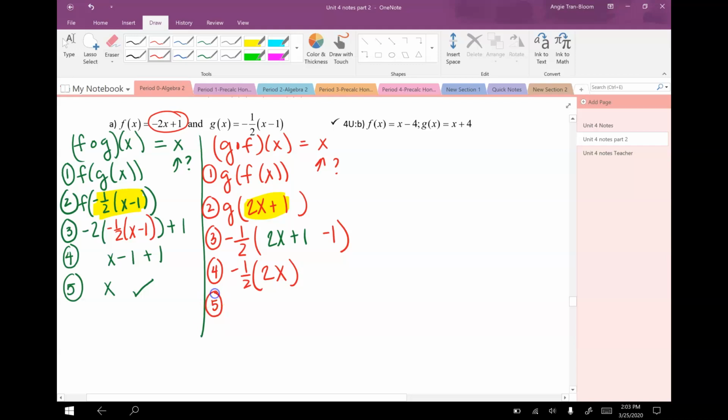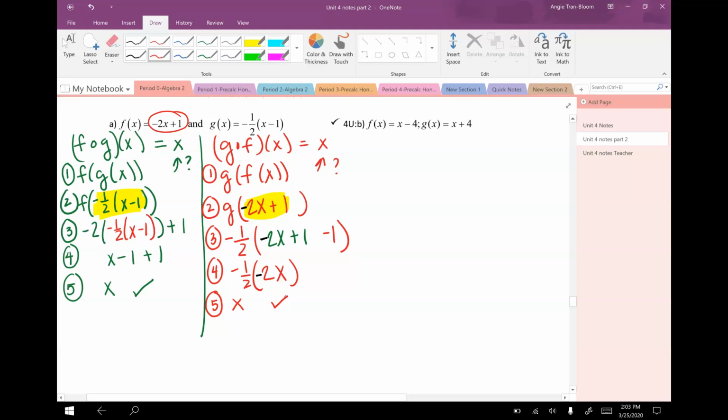And step number 5, a negative. Oh, you know what I did wrong? Sorry, go back and add this. I copied the question wrong, so this is a -2. Please add that on. So from there, I'm just going to distribute the -1/2 times a negative 2x, which is now a positive 1x, which again checks.